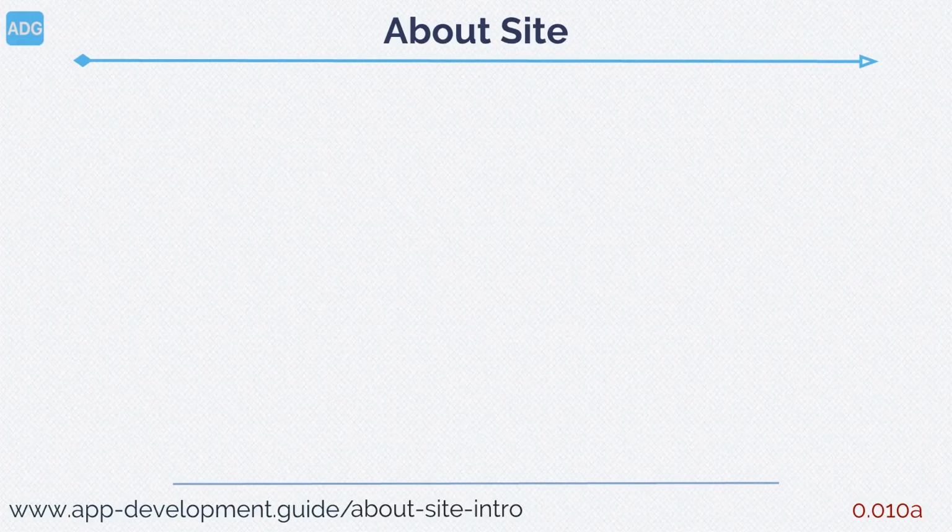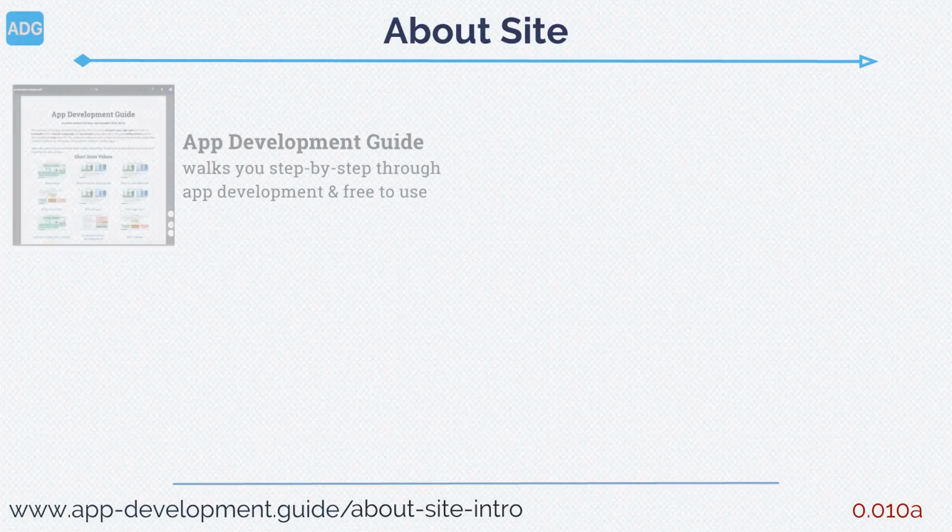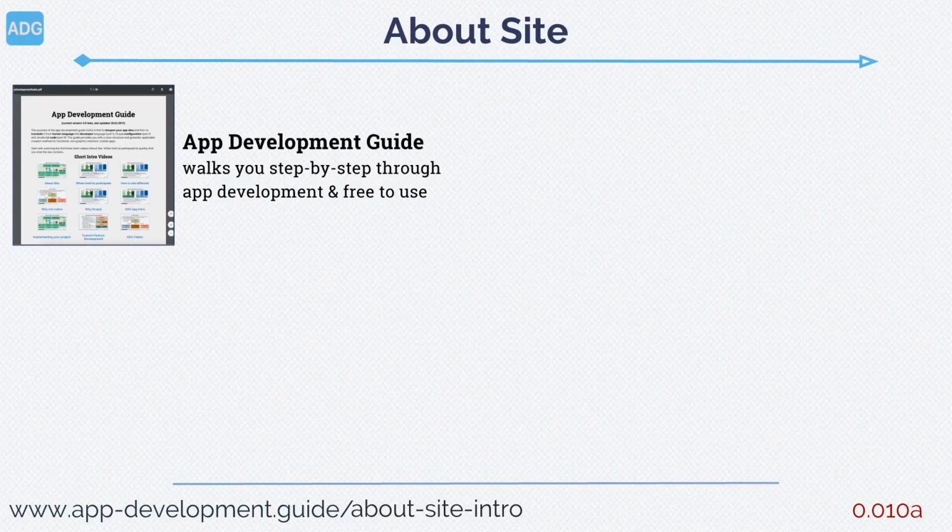I'd like to talk a little bit about the site and introduce its main four elements. And the first one is the app development guide. This is in a way the core of the site. It's free to use. You can download it free of charge and use it for your own projects. You don't have to sign up for the site.